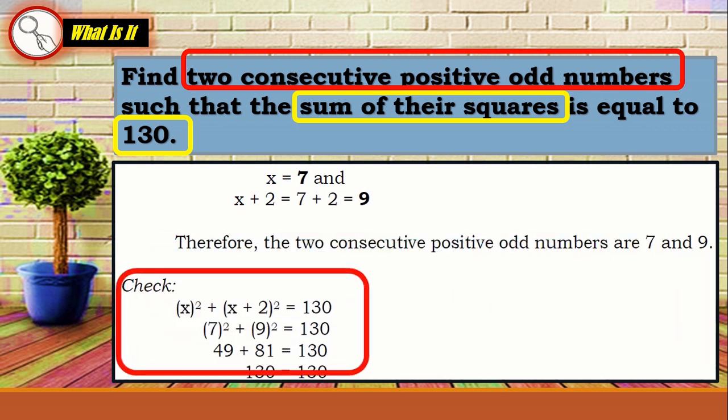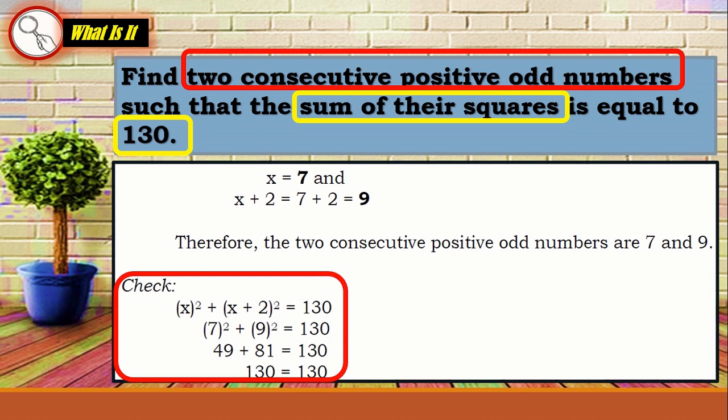And lastly, let us check if our answers are correct. We have our first term is 7. Our second term or number is 9. Square 7 and 9, we have 49 and 81. Adding them is equal to 130. Very good.